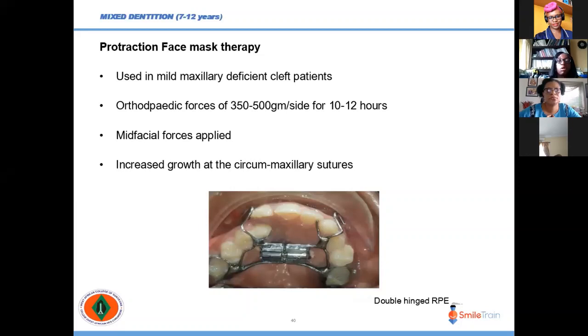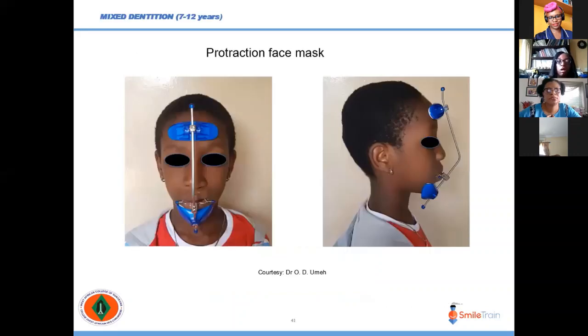And once you have satisfactorily expanded the arch, you can now start applying orthopedic forces. Now, this rapid palatal expansion actually loosens the circummaxillary sutures and makes protraction a lot easier. So applying very heavy forces, up to 18 ounce extraoral elastics, you cause an increase in growth at the circummaxillary sutures.